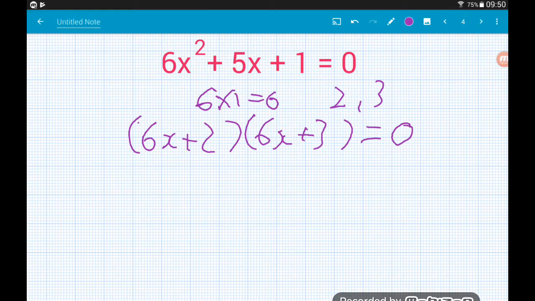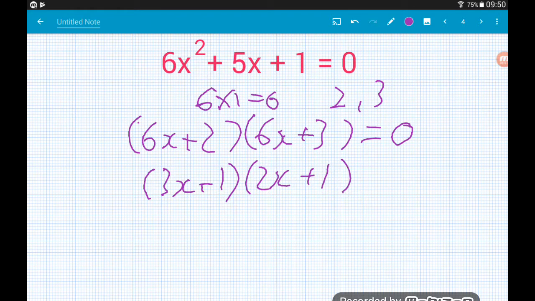Now this one's really exciting. We have a common factor in both brackets. So divide it away in the first bracket. We've got a common factor of 2. So that goes down to 3x add 1. And in the second bracket we've got a common factor of 3. Divide that away, we get 2x add 1. And that's equal to 0.